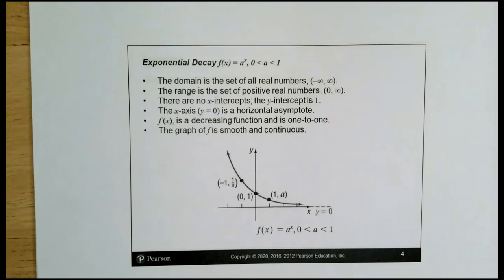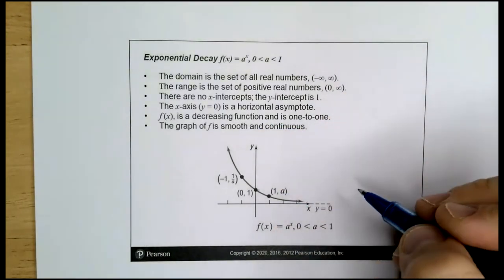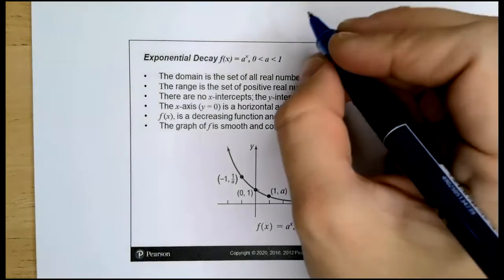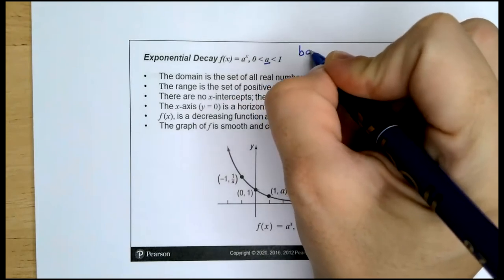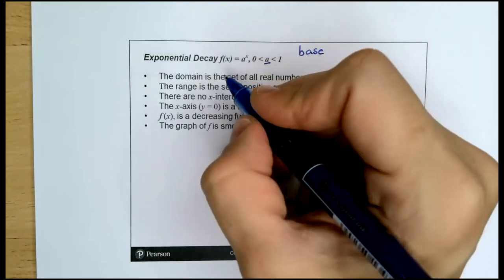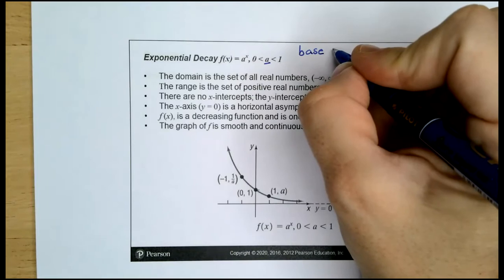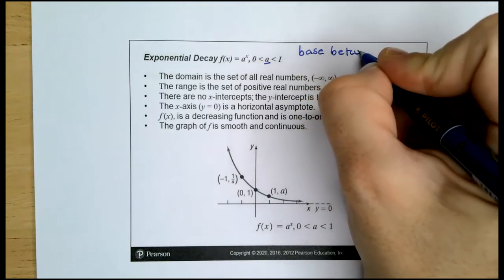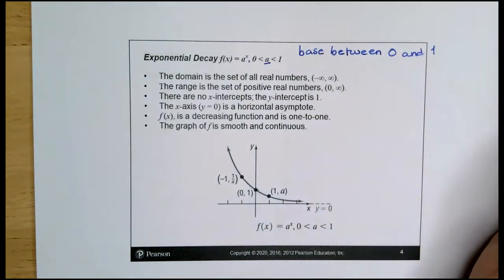Now we're going to contrast that with exponential decay. Exponential decay is falling, if you can see, rather than rising, right? The base is between 0 and 1. That is how you define exponential decay versus exponential growth, because growth is going up, decay is going down, right? Base between 0 and 1. So it would be a fraction or it would be a decimal.